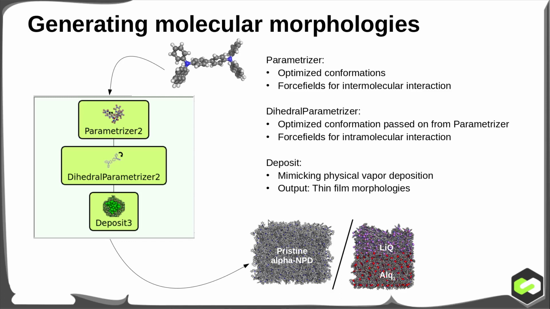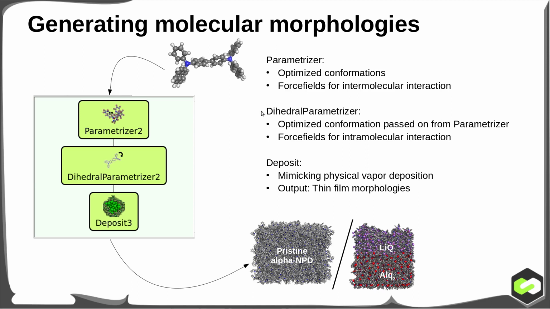You can see the full workflow required to generate morphologies illustrated on the left side. So we have three modules. You have the Parameterizer module, which optimizes the molecular conformations as explained before, but also computes customized force fields for the intermolecular interaction. So classical functions that are quite efficient to evaluate, where we can compute the interaction between the molecules during the deposition process.